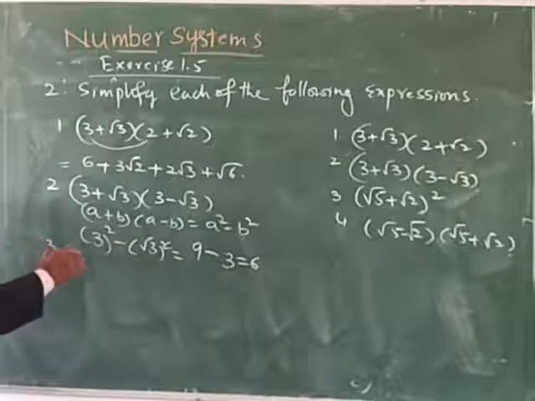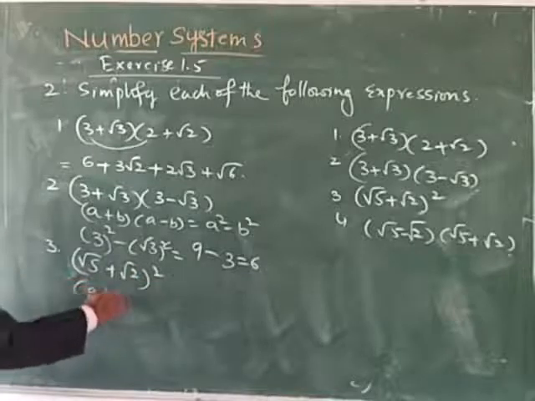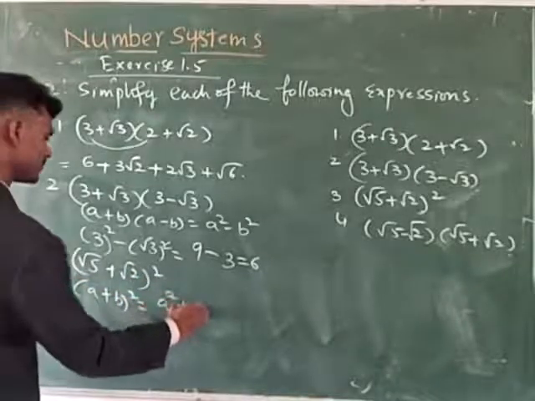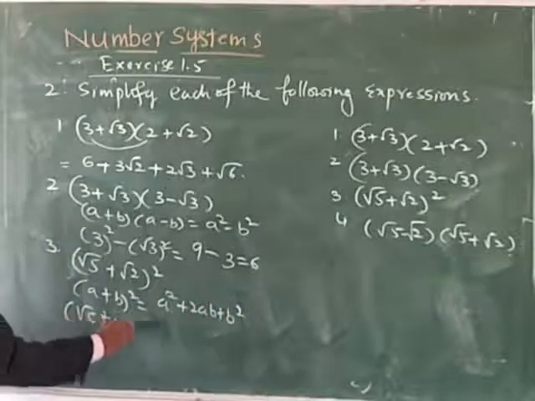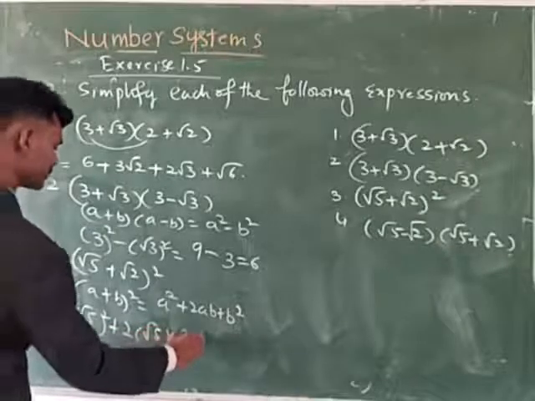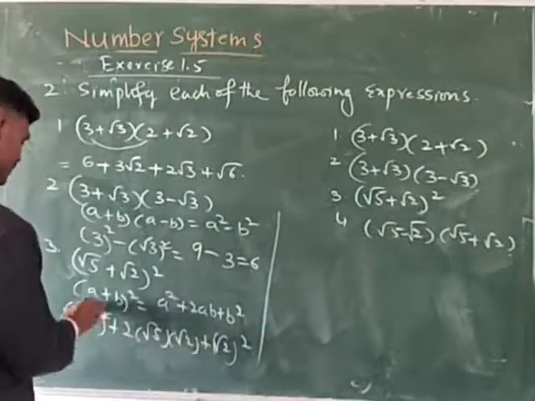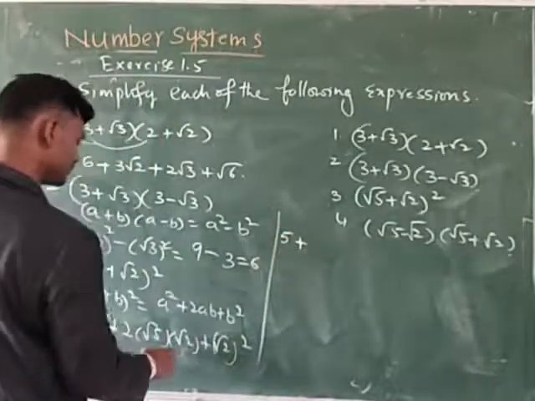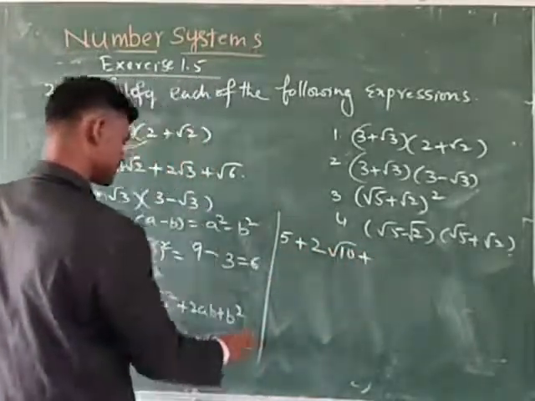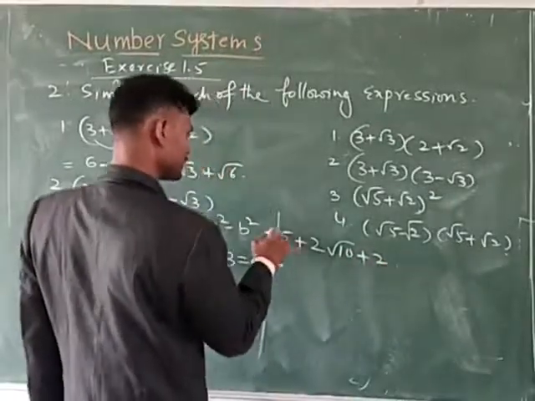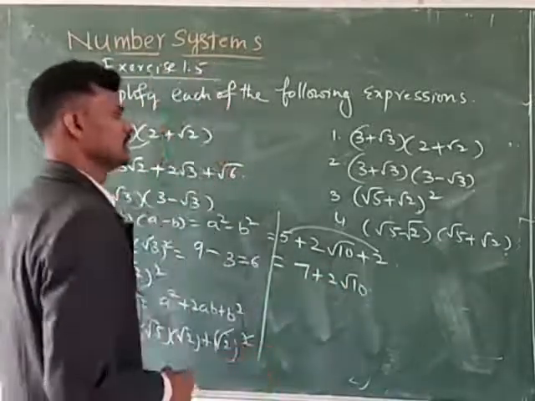Next, third one, (root 5 plus root 2) whole square. This is the (a plus b) whole square formula. Here a square plus 2ab plus b square. Then here a means root 5 whole square plus 2 into root 5 into root 2 plus root 2 whole square. Now you have to write here, this square root cancels, 5, plus 2 into root 5 into root 2, root 10, plus this square root cancels, 2. Now you have to write here 5 plus 2, 7, plus 2 root 10.